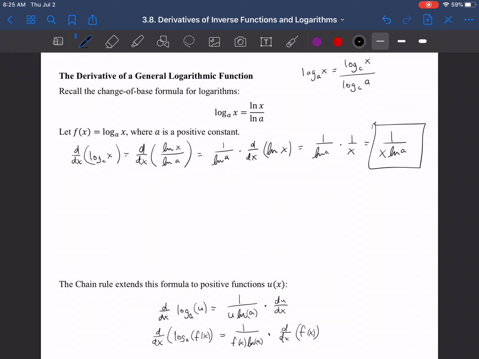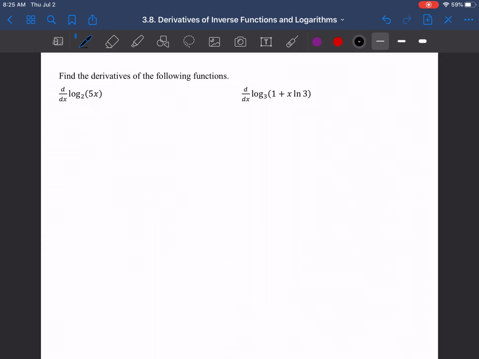Okay, so whichever way, this is just a little more concise. You just have to remember that u is a function of x. It basically is f of x. Okay, so let's try and do some of this. Find the derivatives of the following functions. The derivative of the log base 2 of 5x.